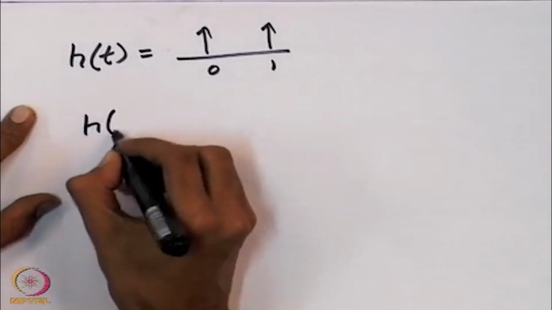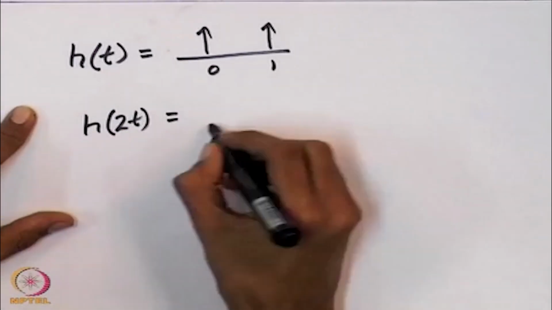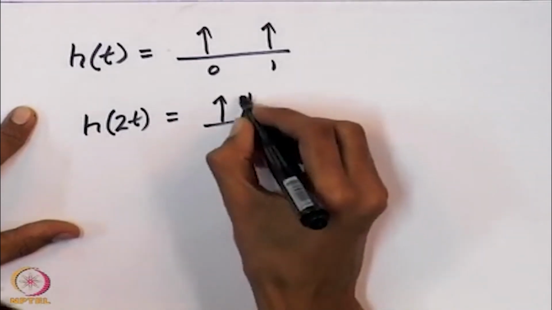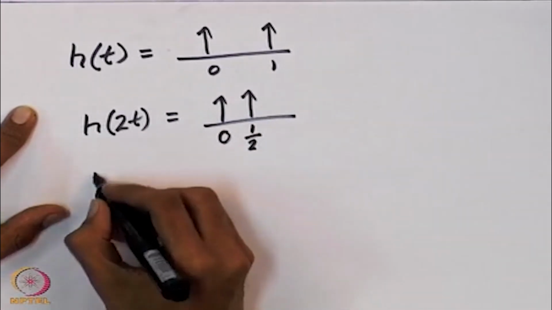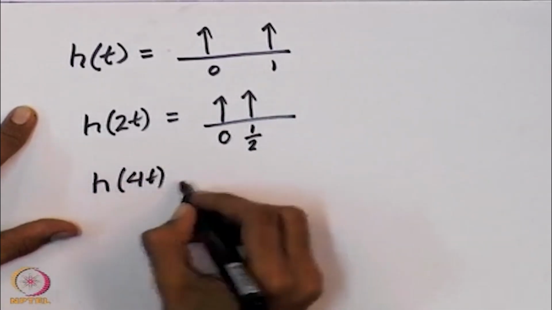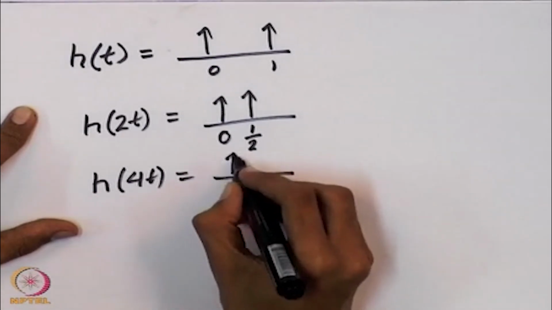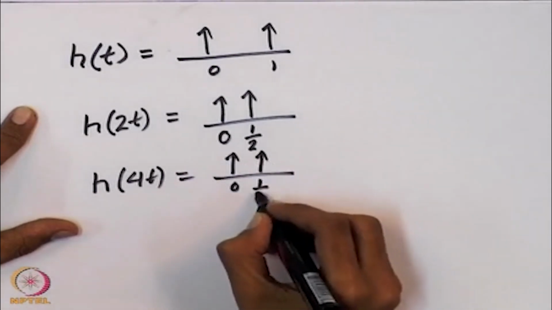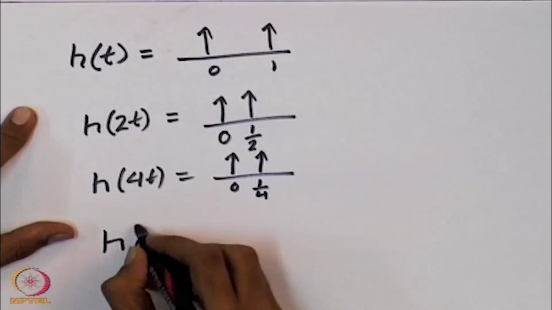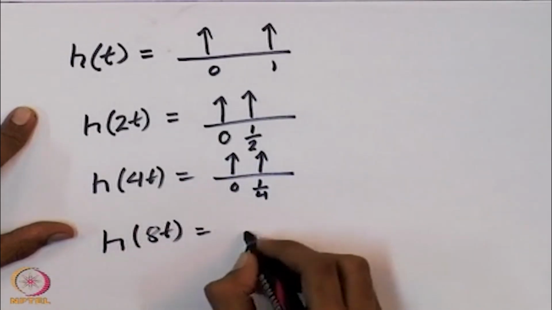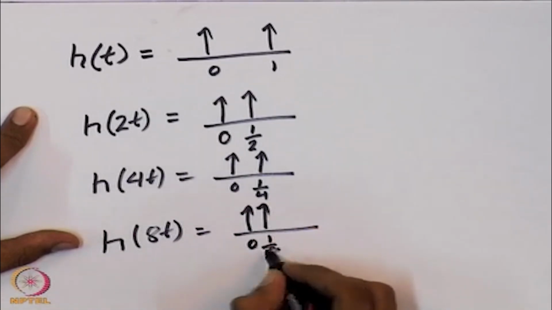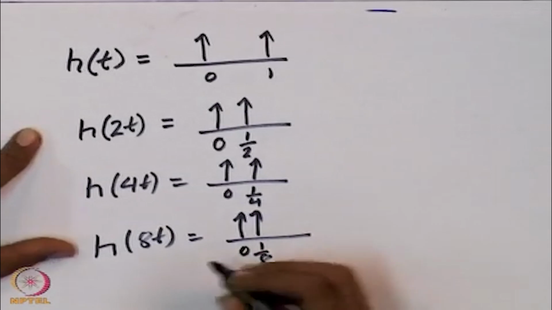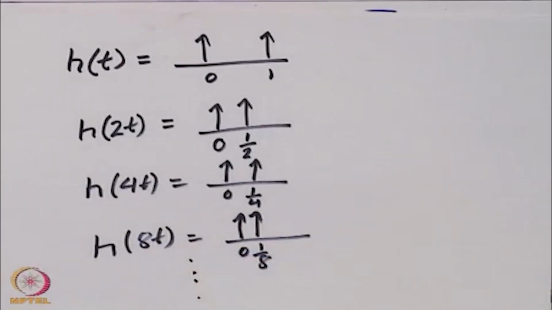If we try to draw h of 2t, it will look like this. There will be two impulses, one at 0 and one at half, and h of 4t similarly will look like this, and h of 8t will look like this. And similarly we can keep drawing more dilates for h of t.